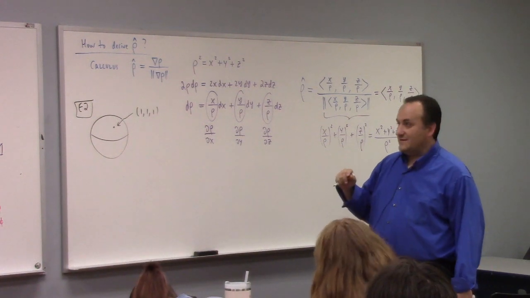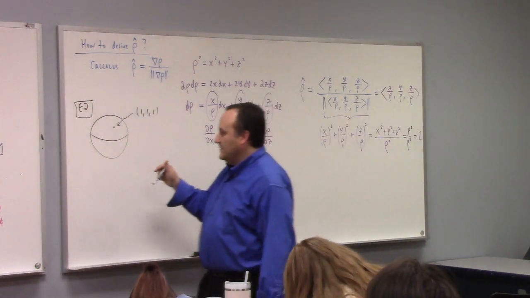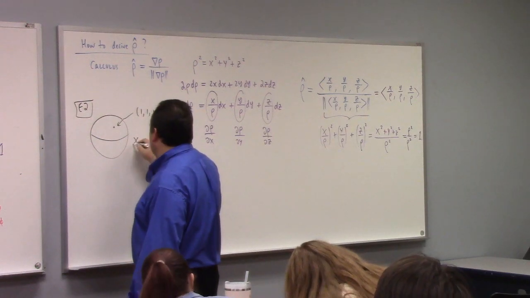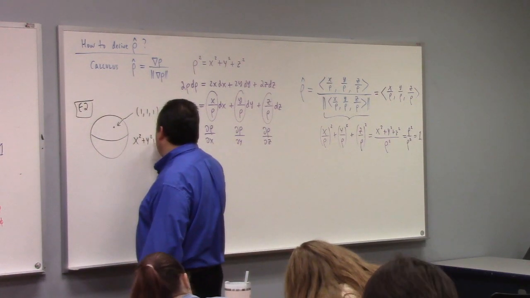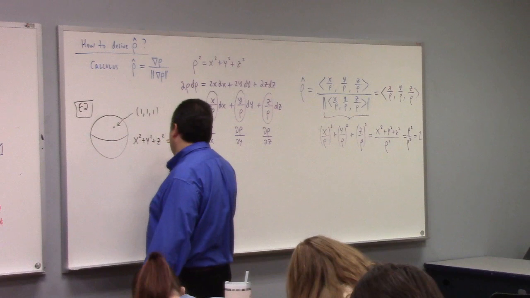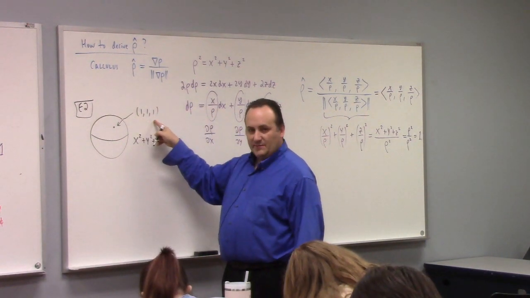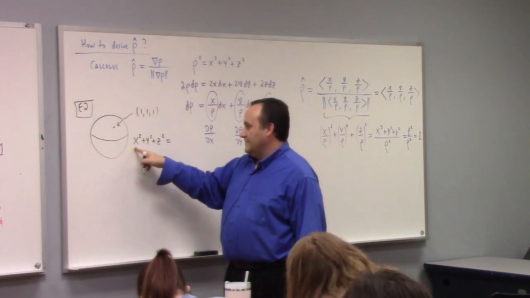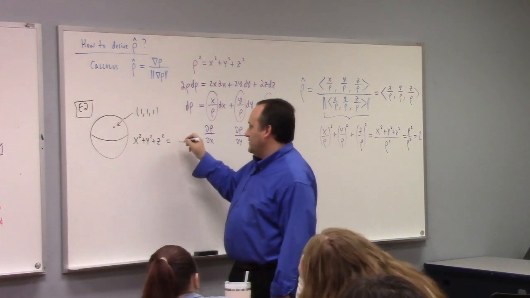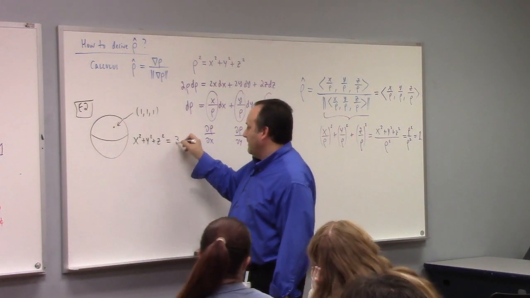First of all, what's the equation of the sphere? Can you guys tell? That's the easy part. x squared plus y squared plus z squared equal to what? R squared, fair enough, but if this is a point on the sphere, what do we have to have? This better be 3, right?